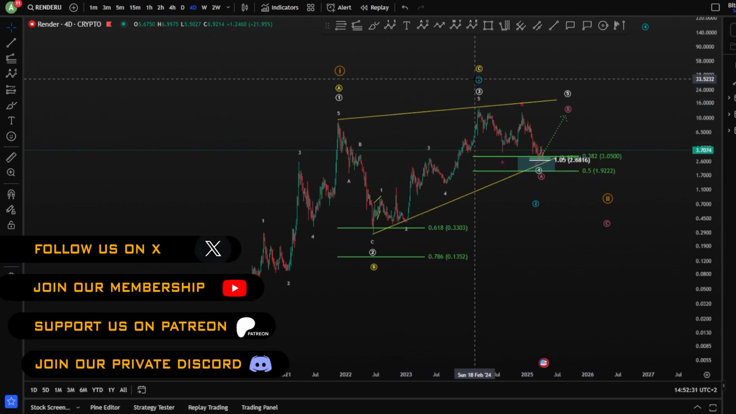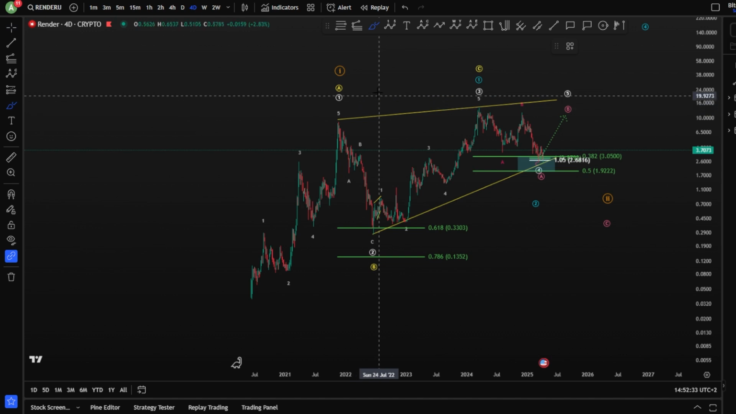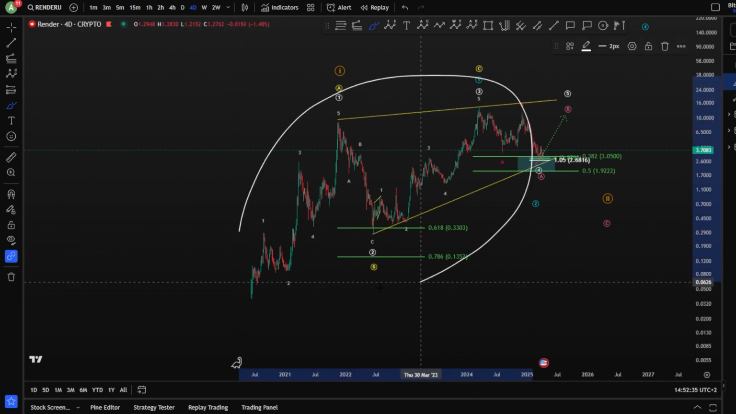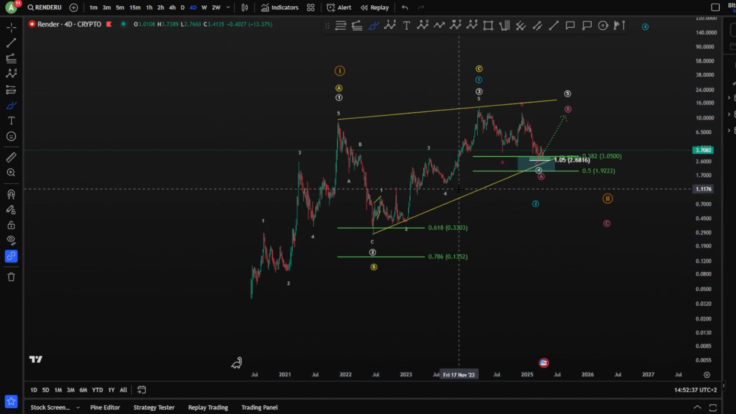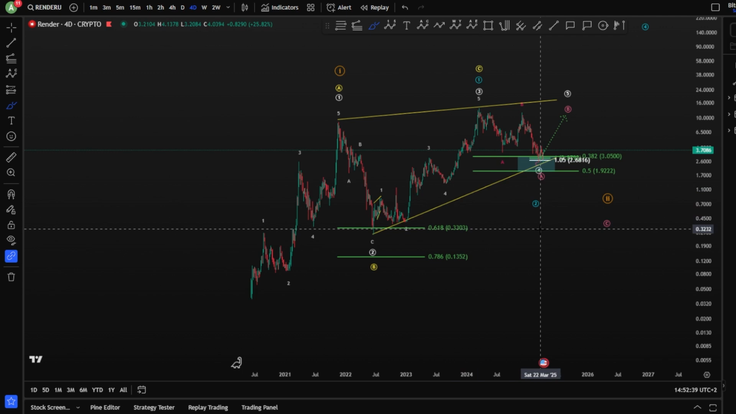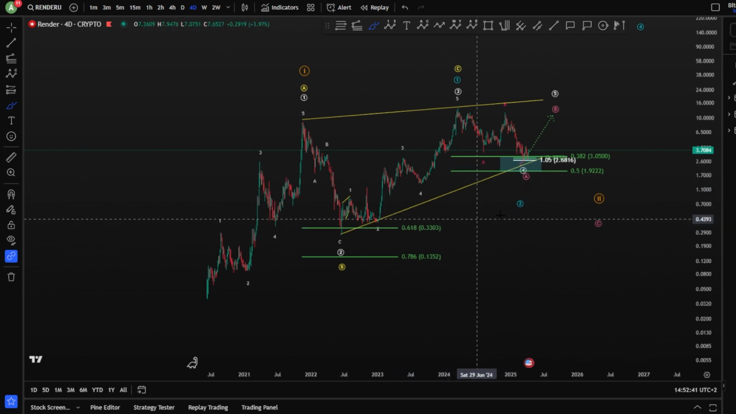Starting on the 4 days chart here for the all-time history for Render, we are looking at several bullish scenarios and also, of course, some short-term bearish scenario. We're going to dive a little bit deeper in the overview of it.